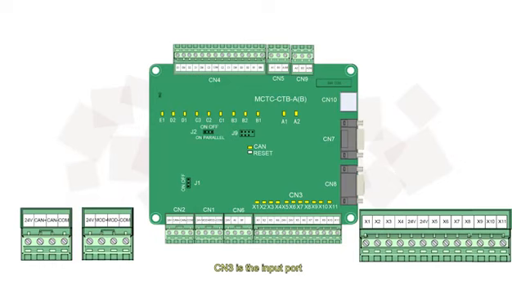CN3 is the input port. P24 is the 24-volt DC power supply common terminal, which gives power to all digital inputs. X1 to X11 are digital input terminals. They are optocoupler isolated, unipolar inputs, and have an input impedance of 3.3K.